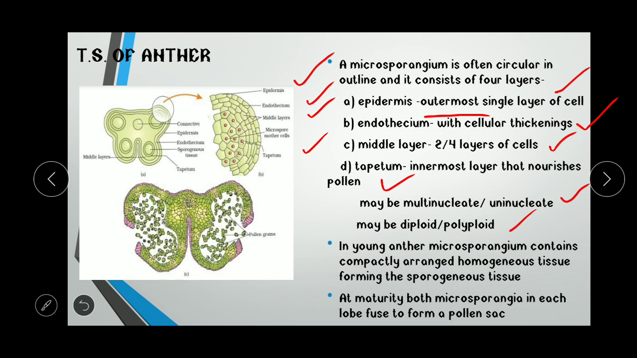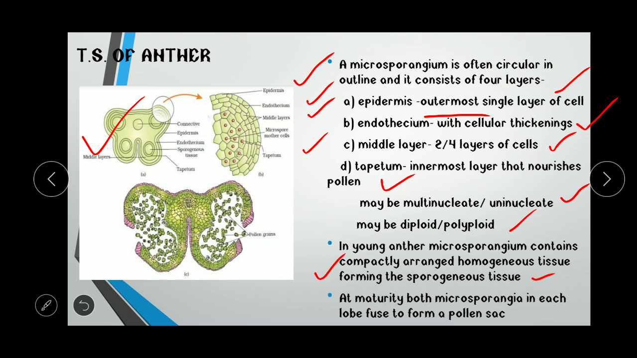Then in a young anther, the microsporangia contain compactly arranged tissues. Here you can see they are compactly arranged. But what happens when they gradually mature? The sporogenous tissue, meaning the tissue that has the ability to form spores. That can be pollen grains. They can also be your female gametophyte.